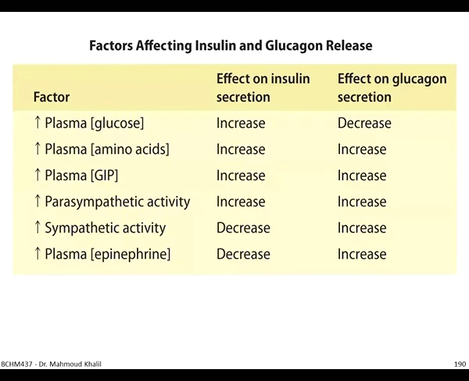If parasympathetic activity increases, this will lead to an increase of both insulin and glucagon, while an increase in sympathetic activity leads only to a decrease in insulin and an increase in glucagon, because of course you need more glucose in the blood for more energy for the muscles. The increase in plasma levels of epinephrine, which is adrenaline, will have the same effect as sympathetic activity, leading to increased secretion of glucagon.